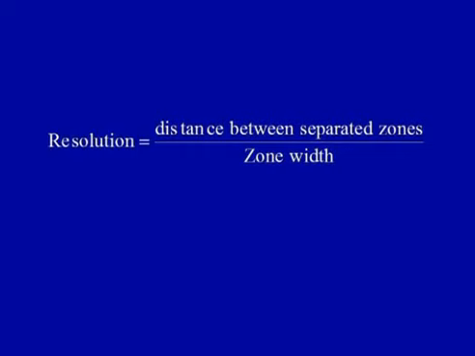When you are purifying, the aim of the gel filtration is to obtain the greatest possible resolution of the molecules of interest, and the resolution will be improved by the distance between the separated zones divided by the zone width. So, like I said earlier, the longer the column, the better the resolution, because you give more time for the analytes to separate.